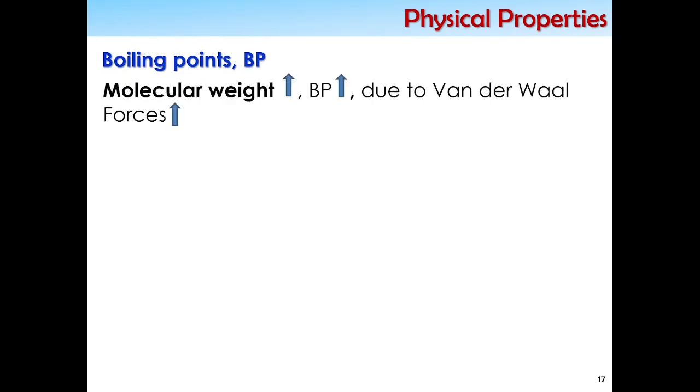Okay, now we want to look at boiling point. This one is easy to look at. The higher the molecular weight, the higher the BP. BP is boiling point. This is due to van der Waals forces that are much stronger. So boiling point increases because van der Waals forces increase, and also because molecular weight increases.